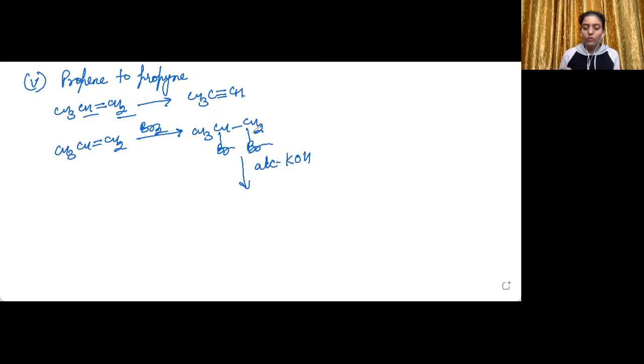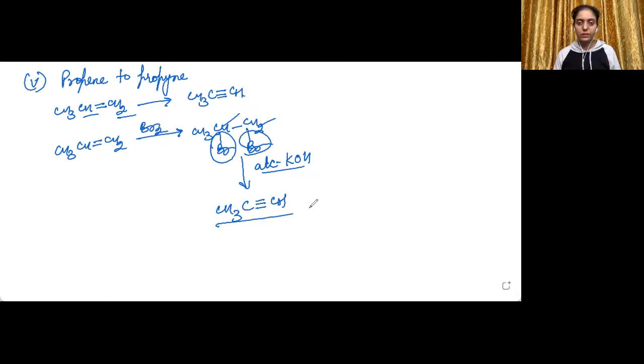In one of the questions, I don't remember which part, I told you that you needed to use alcoholic KOH in limited amount. Here we can use it in excess so that it removes both the halogens. That is, it carries out the dehydrohalogenation twice. Hydrogen from this will leave. So beta elimination will occur two times, and we will get the alkyne as the product.